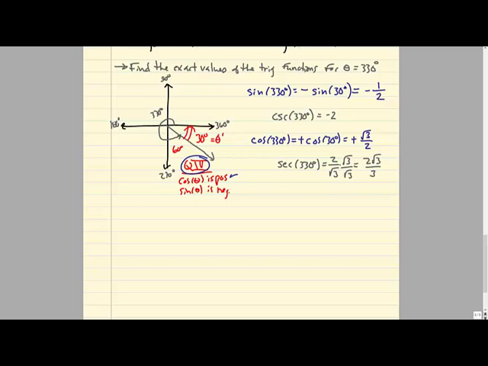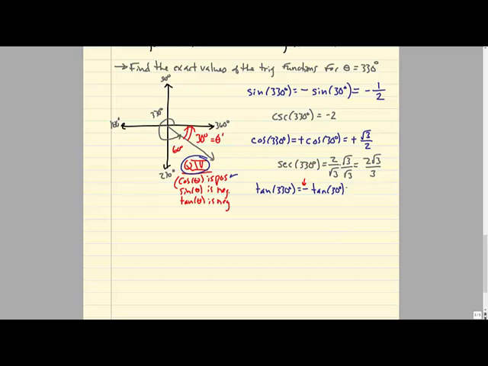Now our last one to find is tangent. So the tangent of 330 degrees is going to be the negative tangent of 30 degrees. And the reason we know it's negative is we are in quadrant 4, and I have cosine is positive, sine is negative. And since tangent is the ratio of those, the ratio of negative over positive is negative. So that's why I know that this is negative right here.